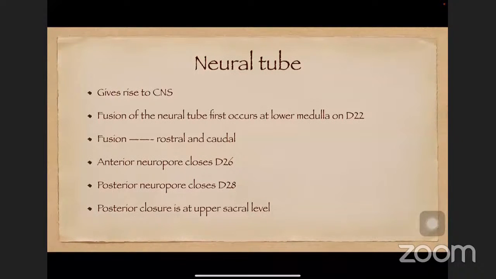What is the primary role of the neural tube? It essentially gives rise to the central nervous system. The fusion of the neural tube first occurs at the point where you would have the lower medulla, and this occurs on day 22. The fusion moves rostrally from that point up and then caudally down. The anterior neuropore closes around day 26, and the posterior neuropore closes on day 28. These dates are important for understanding which level or degree of neural tube defect you are going to visualize. The posterior closure occurs at the upper sacral level.